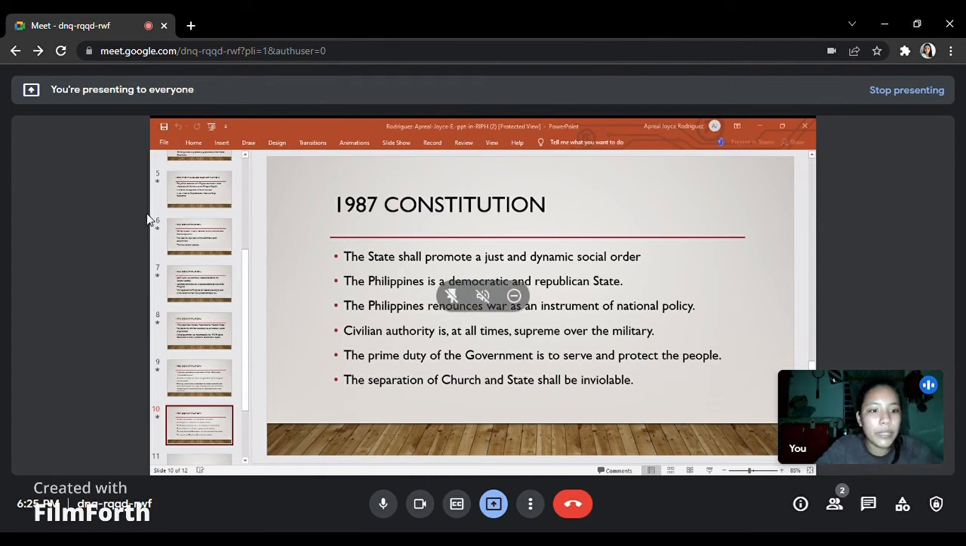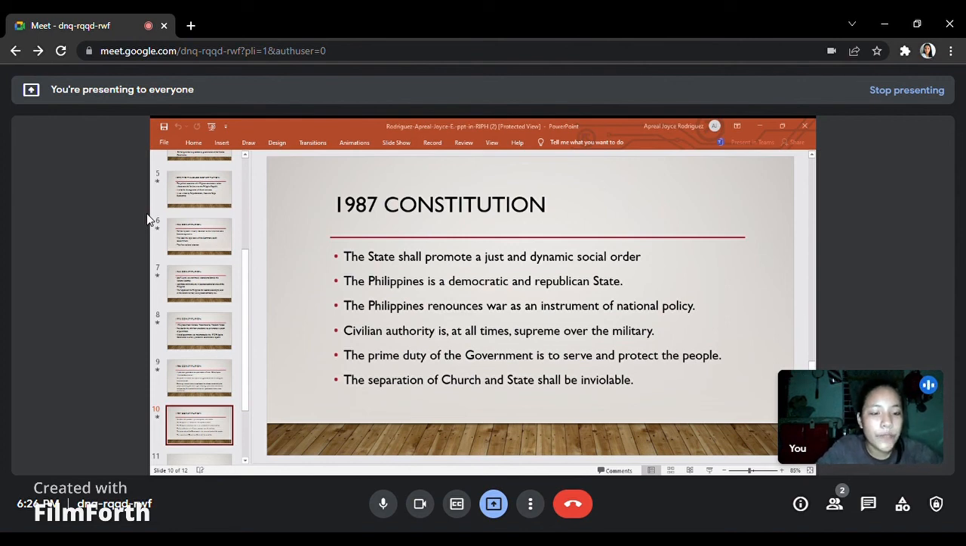The Philippines is a democratic and republican state. Sovereignty resides in the people and all government authority emanates from them. The Philippines renounces war as an instrument of national policy, adopts the generally accepted principles of international law as part of the law of the land, and adheres to the policy of peace, equality, justice, freedom, cooperation and amity with all nations.